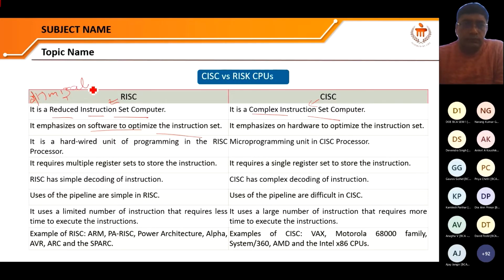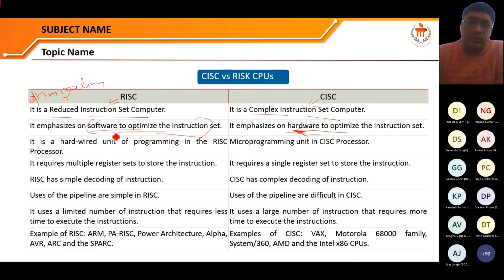What is the meaning of optimization? Making the performance better, utilization of a CPU in a better manner, it is the optimization. And here the CISC uses complex hardware to optimize. So here in RISC we are talking about the optimization of the instruction set by the software, and in CISC we are talking about the hardware. The second difference: CISC is optimization by hardware, RISC is optimization by software.